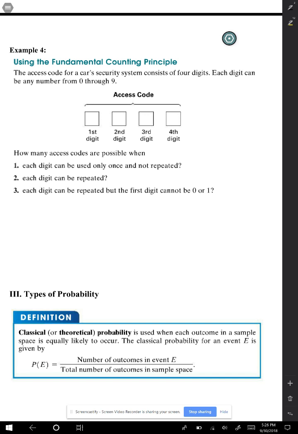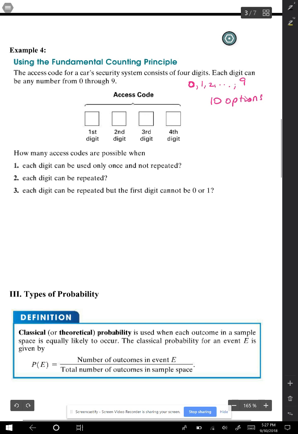So it says that we can choose any digit from 0 to 9. The first thing I want to point out is a lot of people, when they see 0 to 9, they say you have 9 different digits. It's actually 10, because you count the 0 and then 1, 2, 3 all the way up to 9. So you have 10 options for your digits, unless something in the problem specifies that one of the digits can't be a certain number.